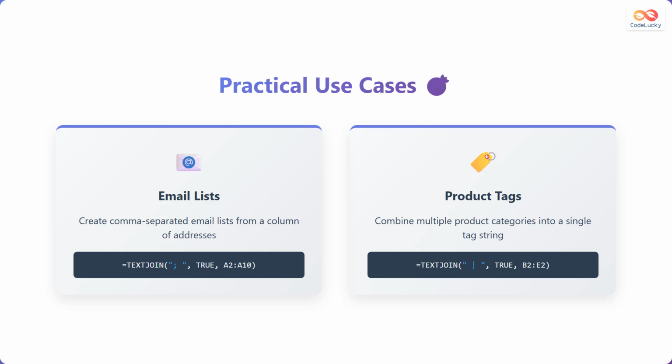Second use case is product tags. TEXTJOIN can be used to combine multiple product categories into a single tag string, using the formula =TEXTJOIN(" | ", TRUE, B2:E2).